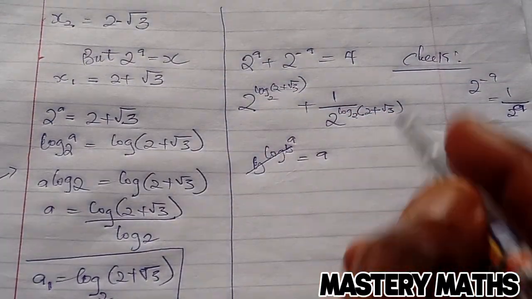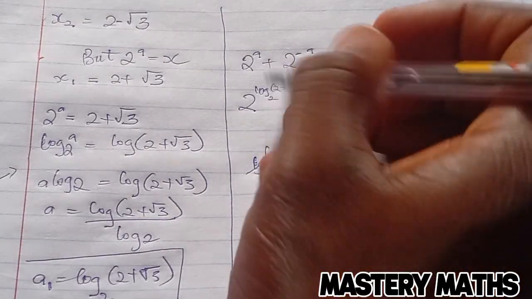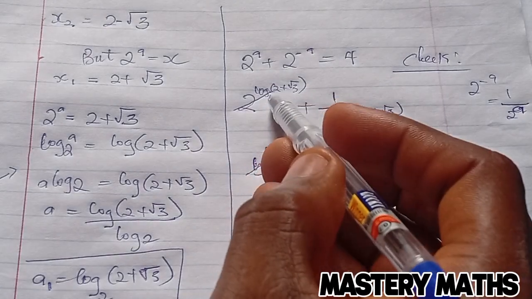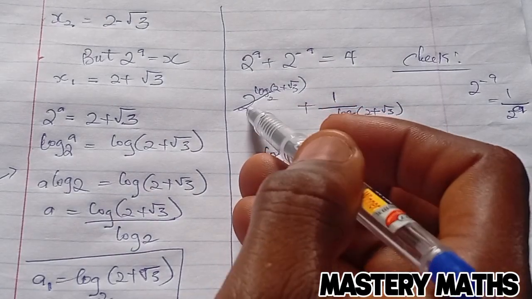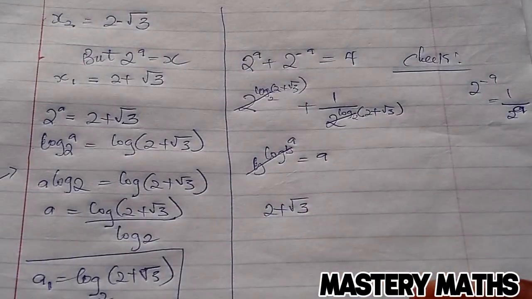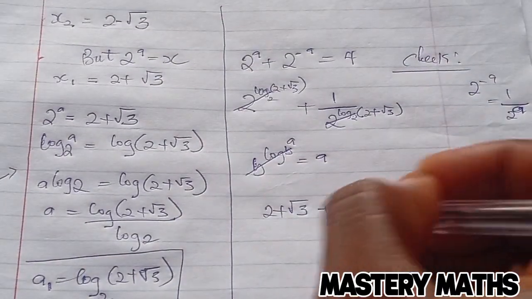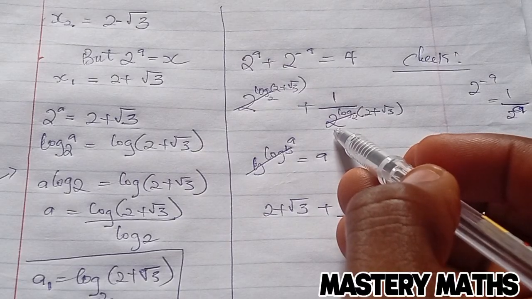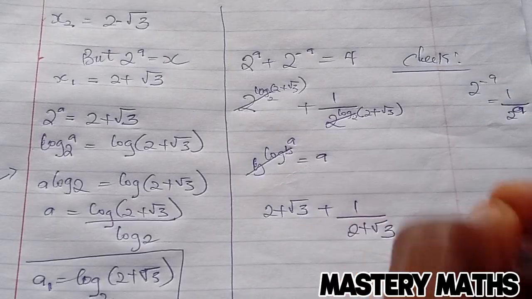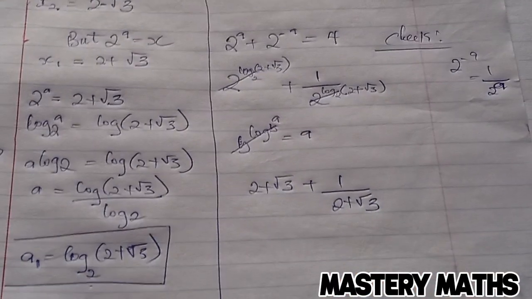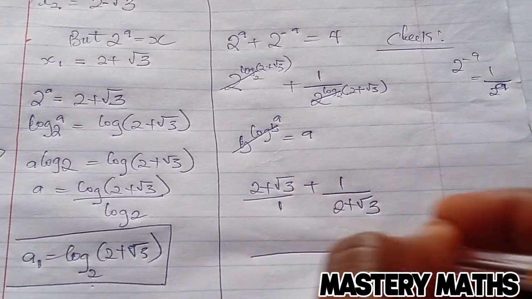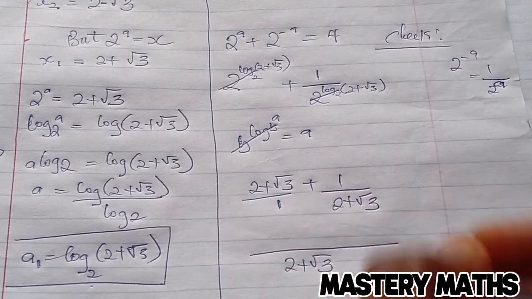According to what we just did, this will cancel this and this will cancel this. When the log base 2 cancels the 2, what will be left is 2 plus root 3. See it now? Plus you have your 1 over, and when the 2 cancels the log to the base 2, what will be left is 2 plus root 3. So what we need to do is look for the LCM of it. The LCM of this here is 2 plus root 3.